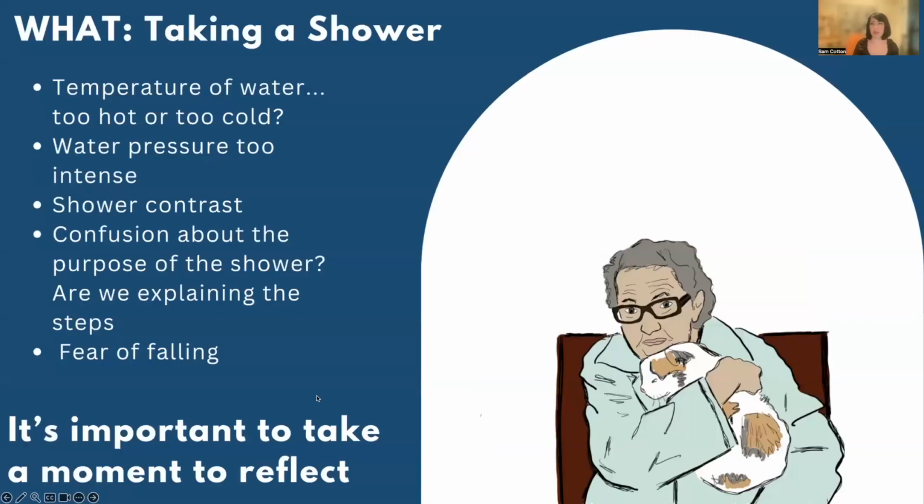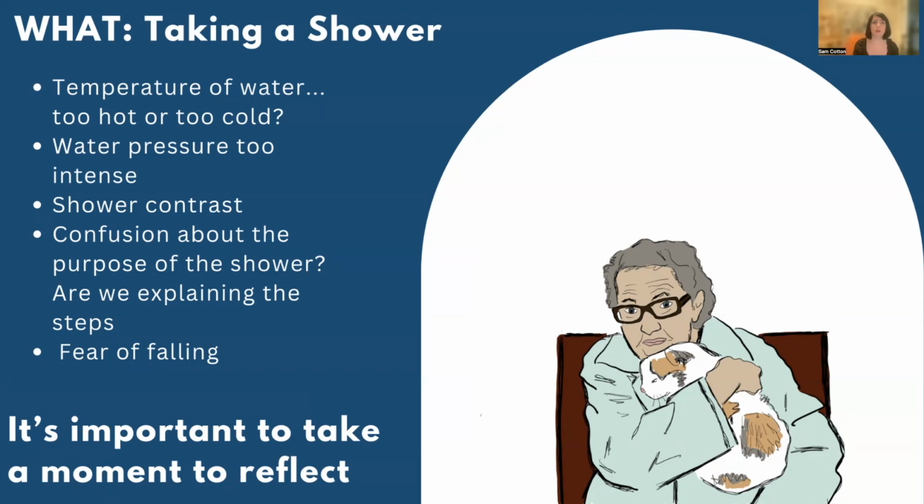So let's start by tackling the what. We know that the broad overarching challenge that Joan is dealing with is shower time, and she's very resistant to care. Breaking that down further, it's important to step back and think, what are some of these contributing factors that are causing her not to want to shower? Could it be the temperature of the water?